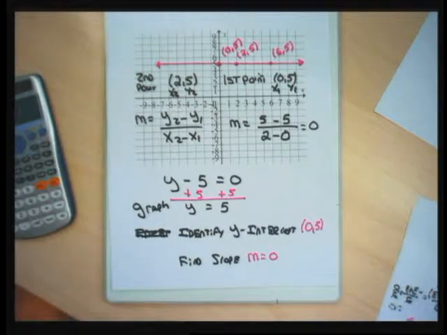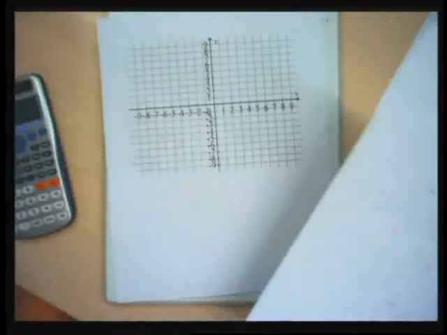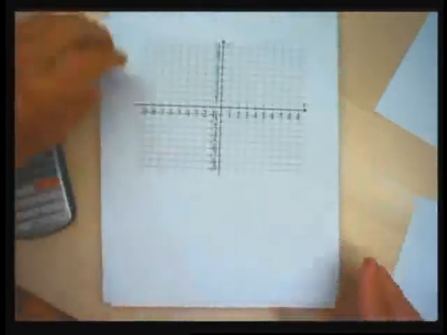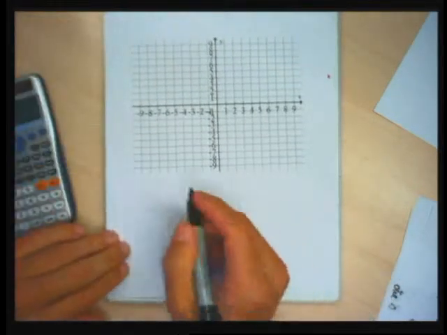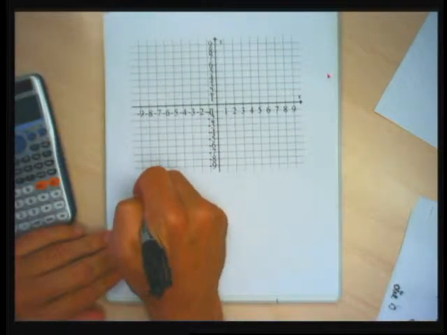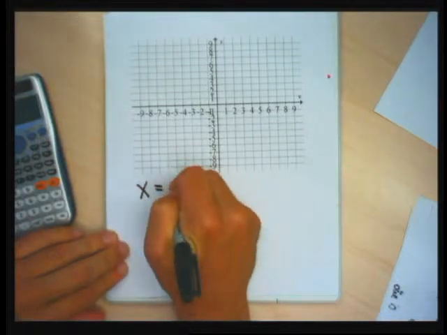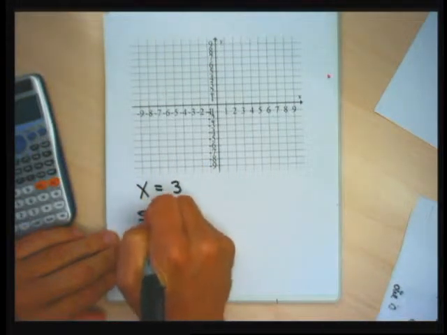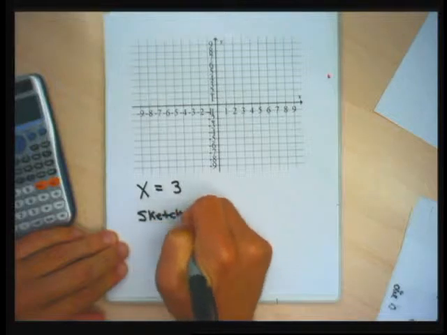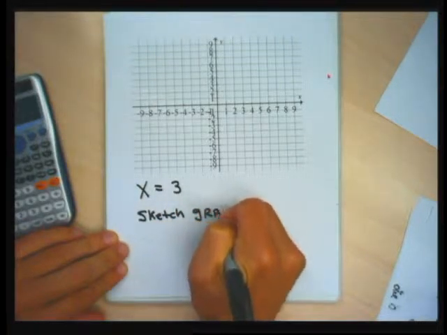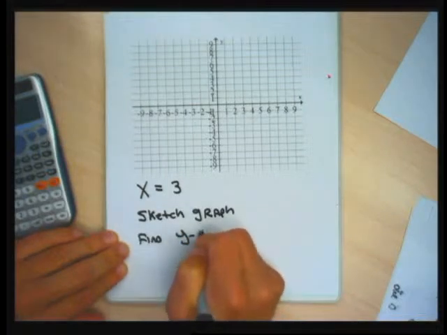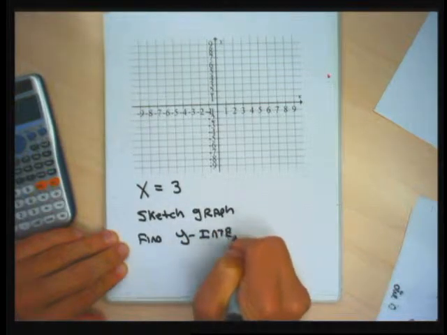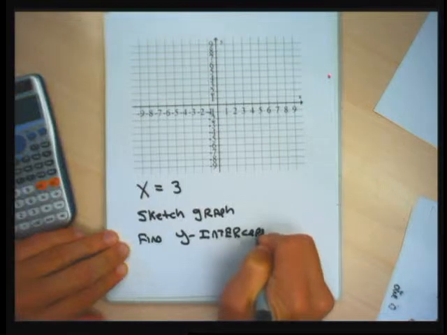The parallel to this, or the perpendicular to this technically, are equations with only an x. So if I made up an equation that only had an x and asked us to do the same thing, so here's the equation x equal to 3. If I said sketch a graph, find the y-intercept, because that's what we've been doing all day here, and the slope.